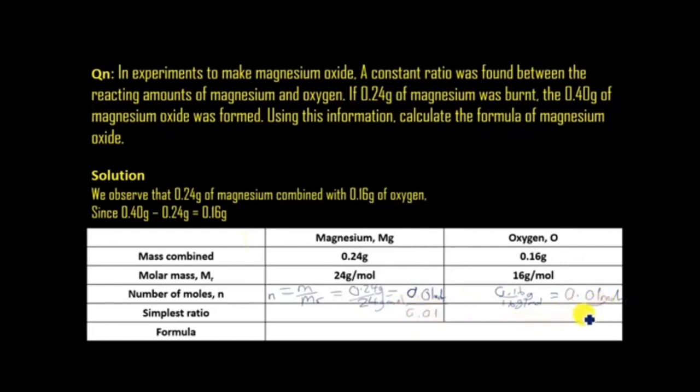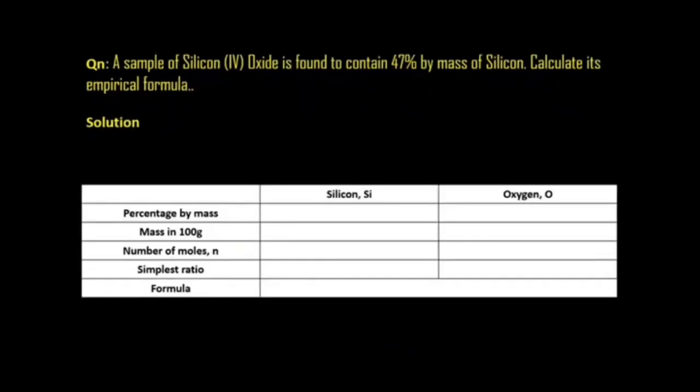You can already see that these are 0.01 and 0.01. So we divide by the smallest number from both sides here, which is 0.01, since they're the same. We divide by 0.01, and here we're going to get 1:1. So you can see if we divide 0.01 by 0.01, obviously we're going to get 1. You can see here that 1 mole of magnesium reacted with 1 mole of oxygen. So the simplest ratio of reaction between magnesium and oxygen would be MgO. This is our formula for magnesium oxide.